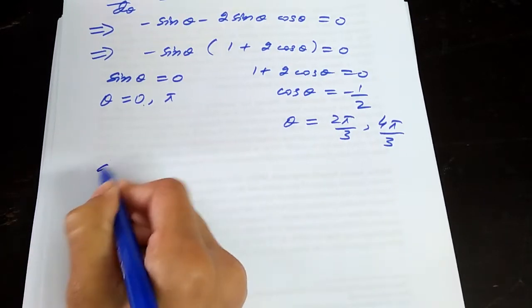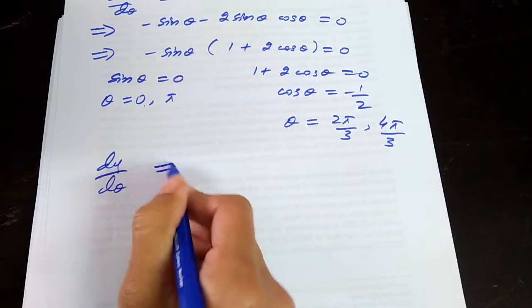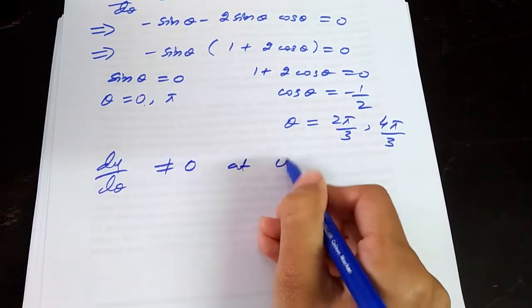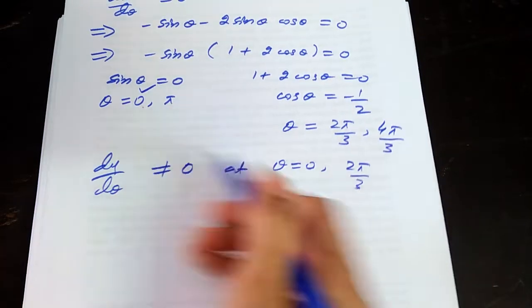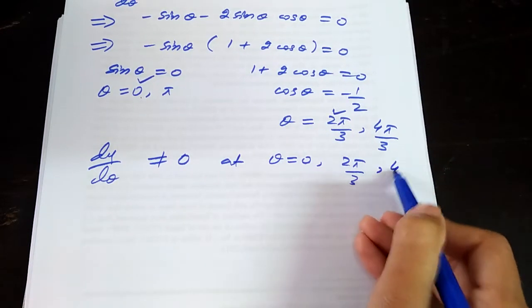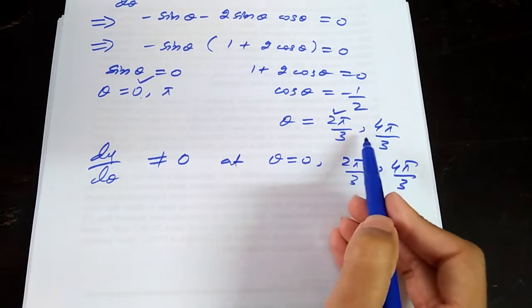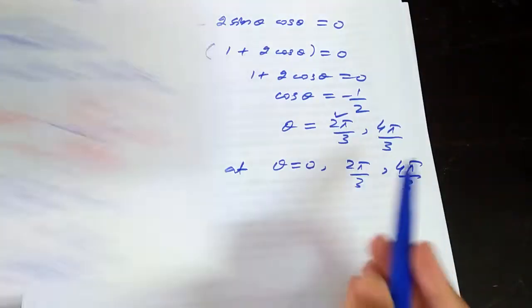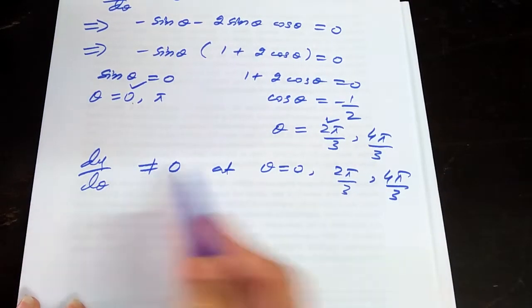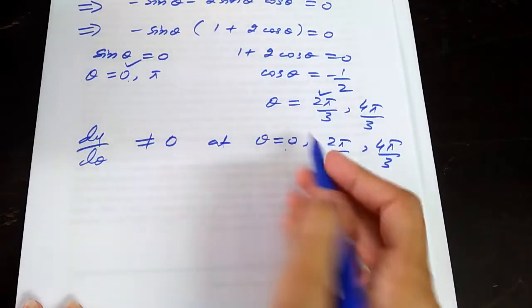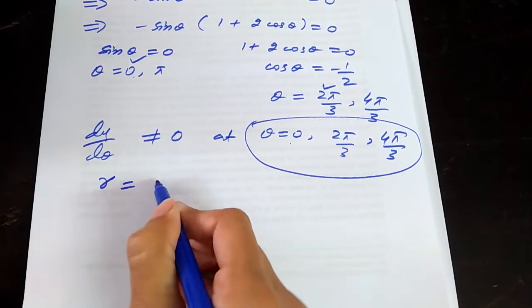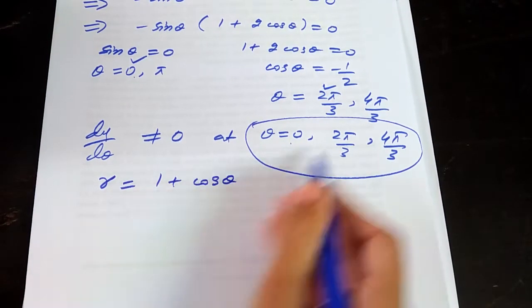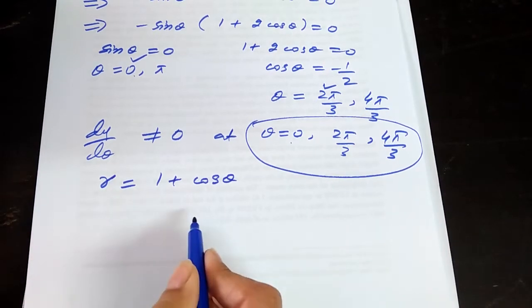And we know that dy by d theta cannot be equal to 0 at theta equals 0, 2 pi by 3, this point, and 4 pi by 3. If you put these angles in the dy by d theta value, you will get that it will not be equal to 0 at these angles. So you have to consider these angles and use your r equals 1 plus cos of theta, put them in it and get the values of r.